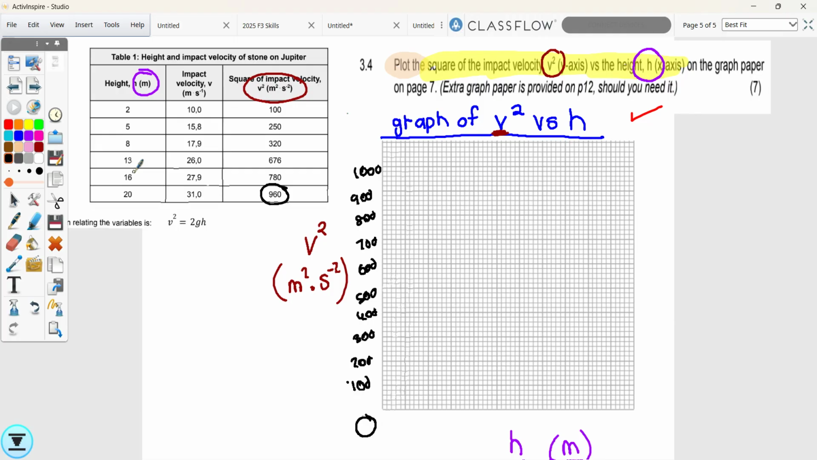The next one goes to 20. So can I go 2, 4, 6, 8, 10? Oh no, I didn't want to do that. Can I go in ones? 1, 2, 3, 4, 5, 6, 7, 8, 9, 10, 11. Burst. Let's try 5. 5, 10, 15, 20. Am I over halfway? No. So do I need to choose bigger or smaller?